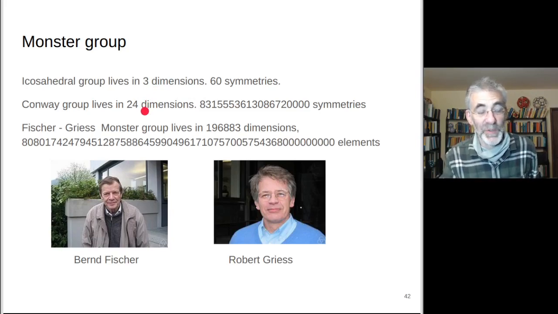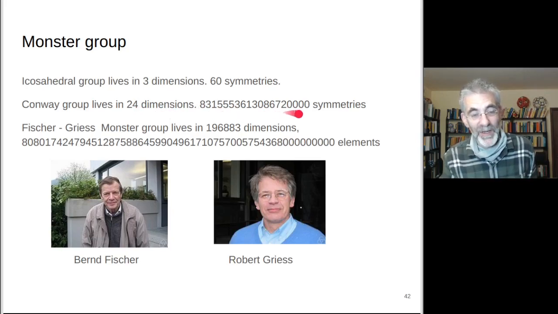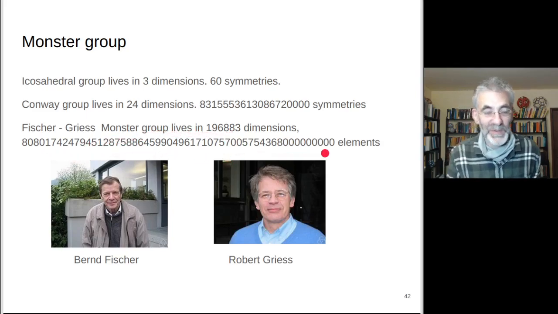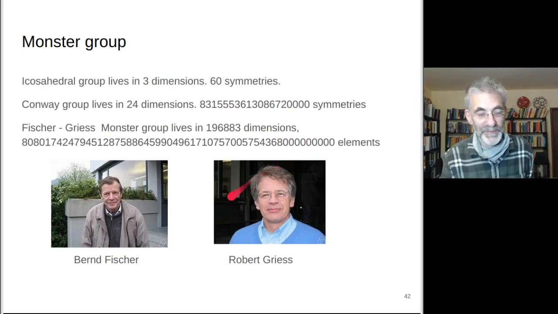Conway's group, which was thought to be huge when it was discovered, lives in 24 dimensions and has this large number of symmetries. The monster group lives in 196883 dimensions and has this absurdly large number of symmetries. This number was first calculated by Robert Griess.